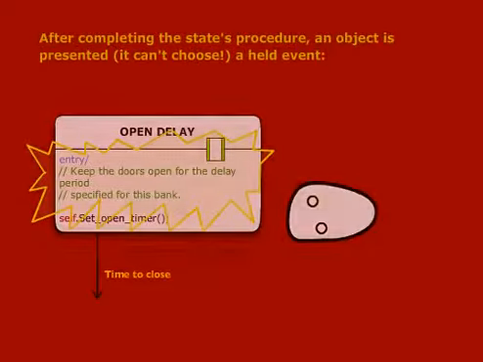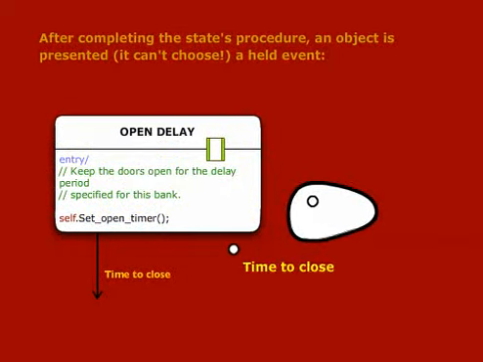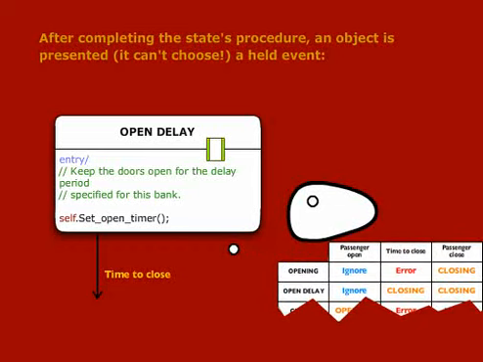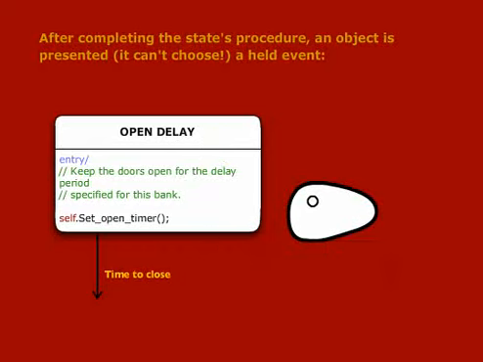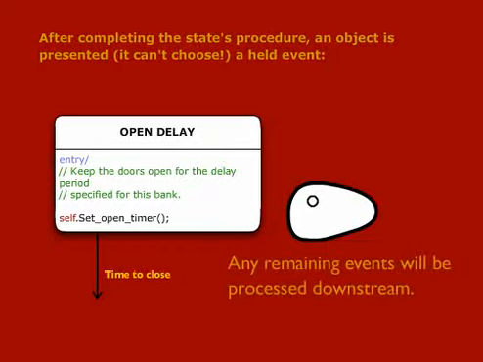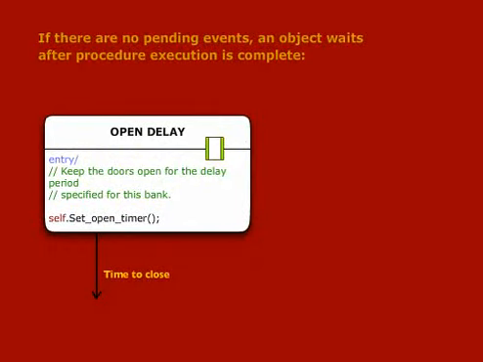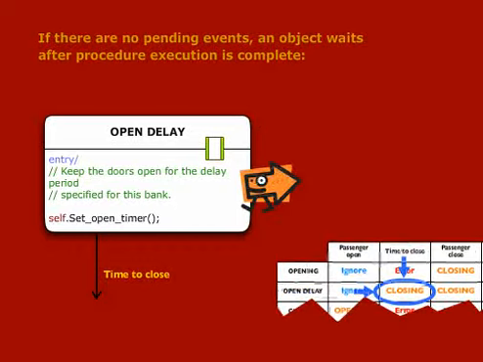When the procedure has completed, the door object is presented with one of the held events. Notice that the object doesn't get to choose the event. The state table is then consulted to determine that this state offers a transition for that event, and then the door object follows the indicated transition. The remaining event is held so that the door object can process it in some future state. If there are no pending events, the object will just wait in the current state until the next event occurs. Here, the door object waits until the time to close event arrives, triggering the transition.